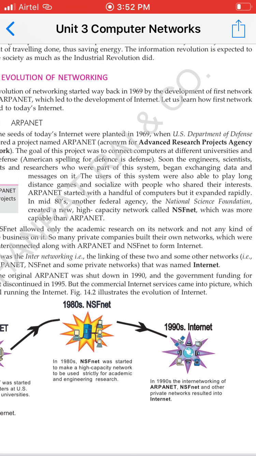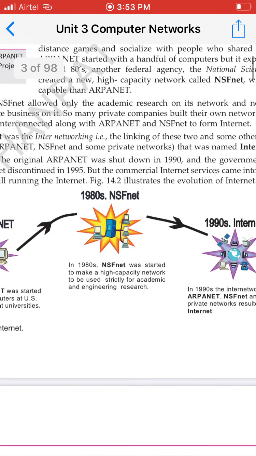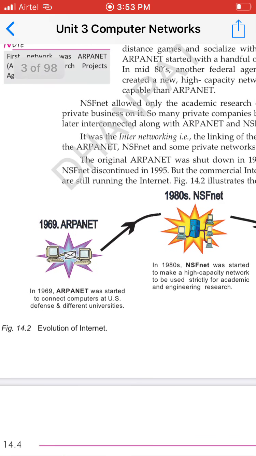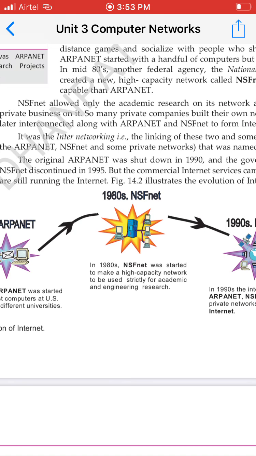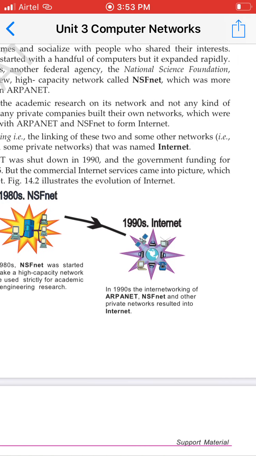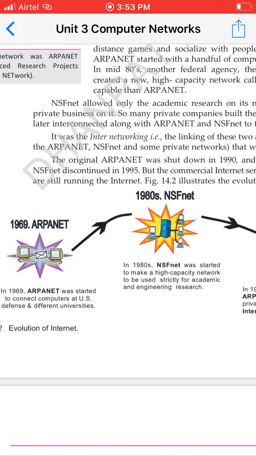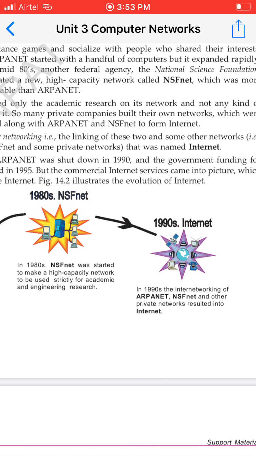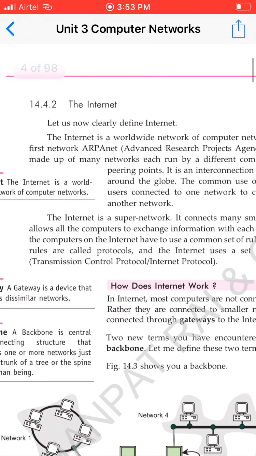the internet, which we are using today. So this diagram is important. You will make it in your notebooks also. In 1969, ARPANET was established. In 1980, NSF-Net was established, and in the 1990s, the internet was established. A fixed year cannot be given to them. 1980s, 1990s. Okay. After this, what is the internet?